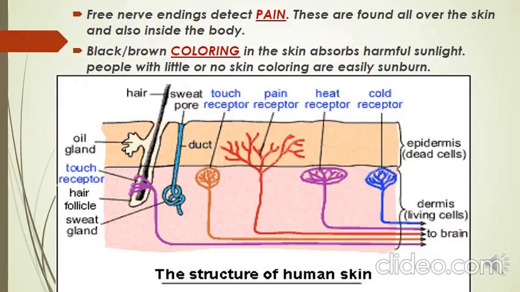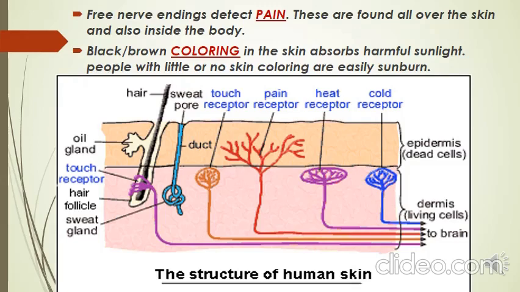In this picture, students, I have labeled all the receptors in blue color. The receptors which you have already been taught, for example, the touch receptors, the pain receptors, the heat receptors, and cold receptors. Collectively they will sense the temperature. Starting from the right side, you have cold, heat, pain, touch receptors.